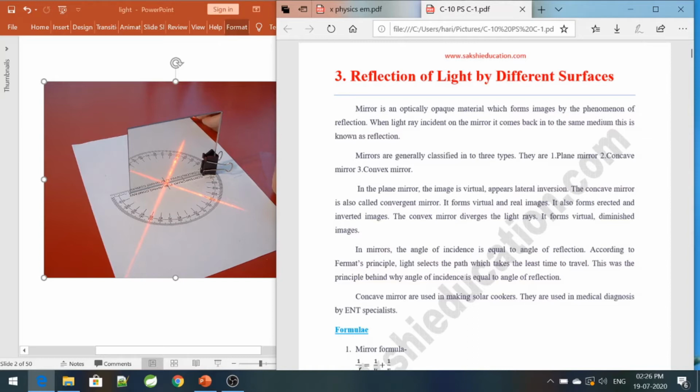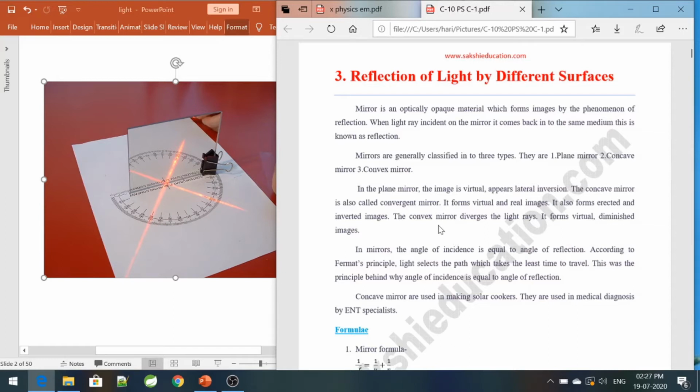It also forms erect and inverted images. So what types of images does a concave mirror form? Virtual and real images, and it also forms erect and inverted images. Erect means straight, and inverted means upside down. As we are standing, we can see a straight image, and the concave mirror also forms inverted images, that is, opposite or upside-down images.